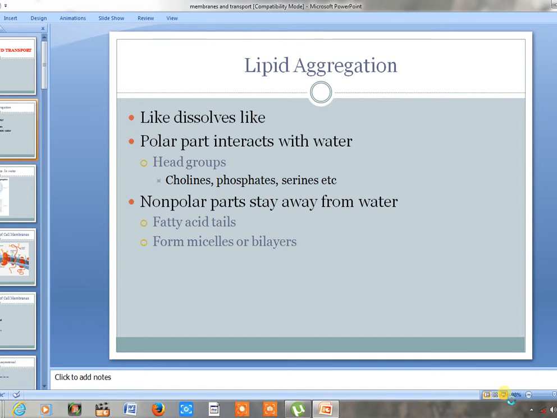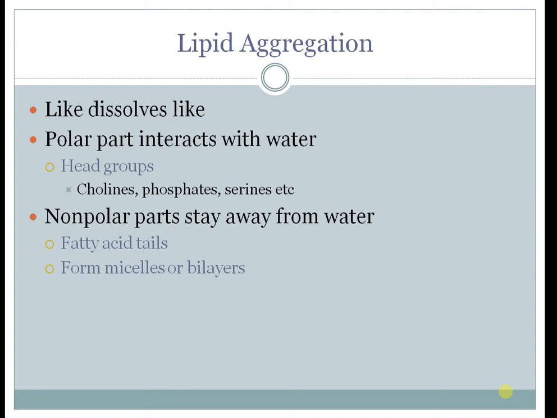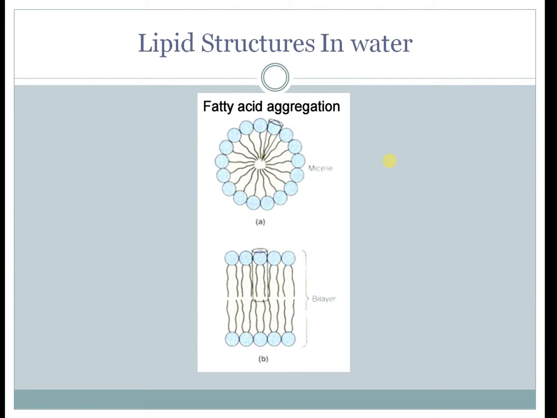Today we are discussing membrane and transport. Membrane and transport: lipid aggregations. The polar part dissolves and interacts with the water, the head groups such as choline and phosphates, while the non-polar parts, the fatty acid tails, stay away from the water, forming micelles or bilayers. So how is lipid structure in water? Fatty acid aggregations have a head and a tail. This is the head and tail in the bilayer.